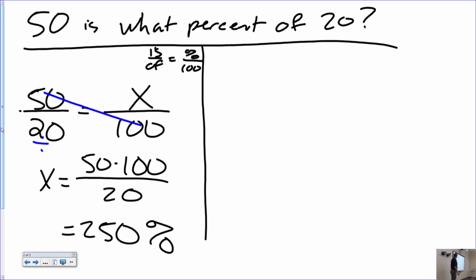All right? And then doing this with the translation technique, I like to do this one last, just so that it points out a specific potential pitfall to the translation technique. Right? 50 equals what percent? X times 20.